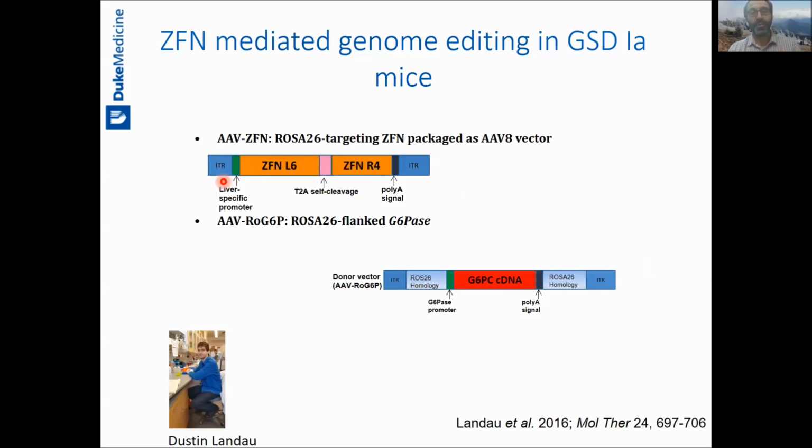And then once there's a double-stranded break, we can deliver a donor vector that has sequence homology to the place in the DNA at the break.